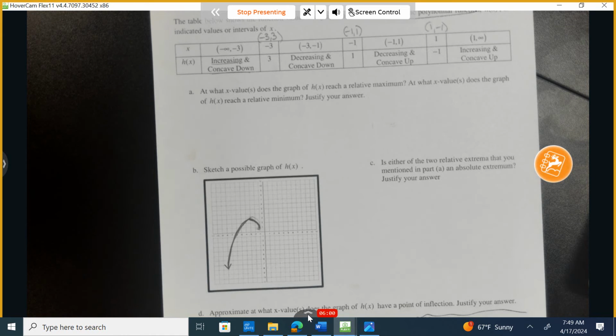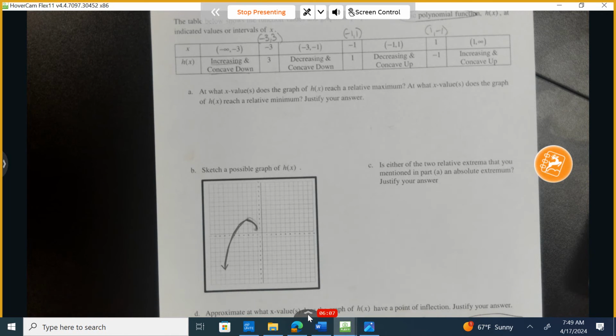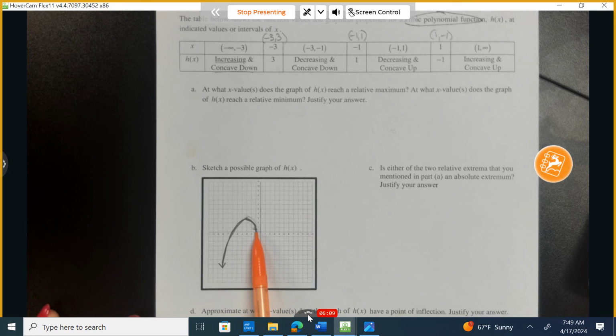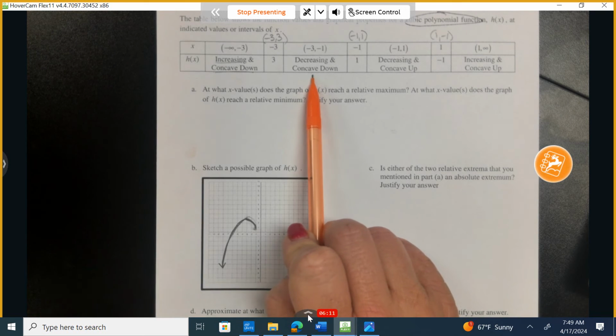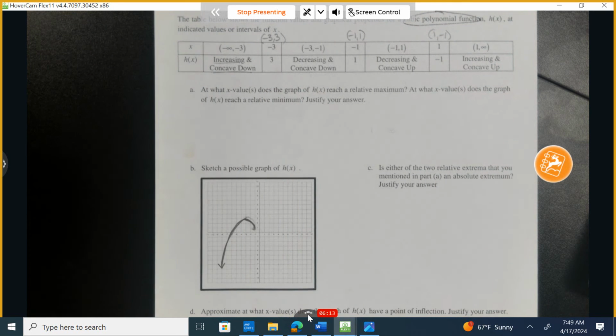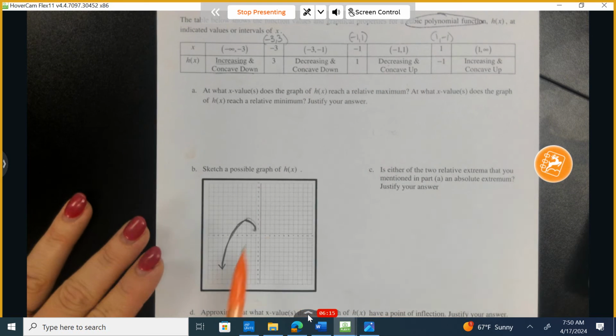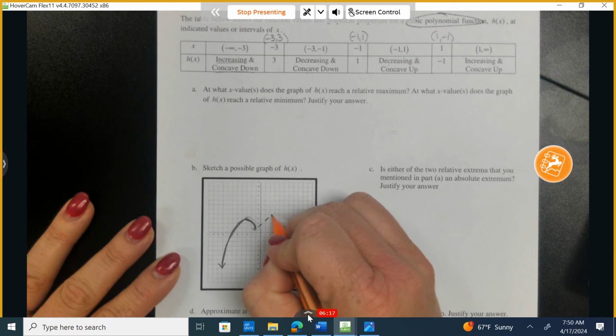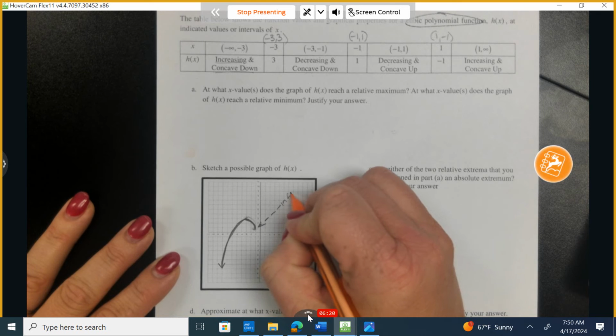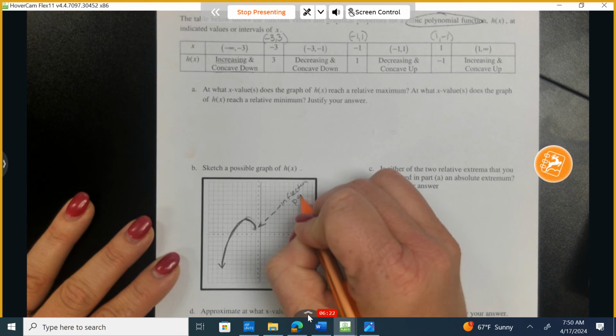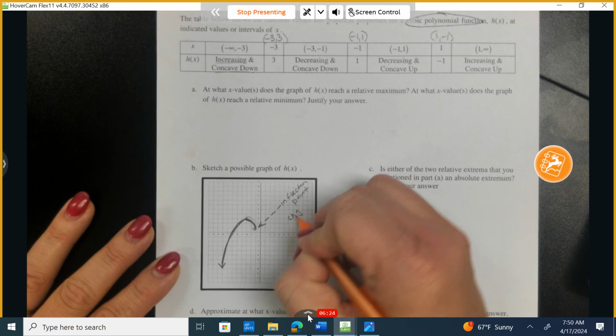But once it hits the ordered pair -1, 1, there appears to be an inflection point. How can somebody tell me, why do I know there's an inflection point here? Because the concavity changes. When it goes from concave down to up or up to down, when concavity changes, there's an inflection point. So I'm going to draw a little arrow here and write inflection point, change of concavity.